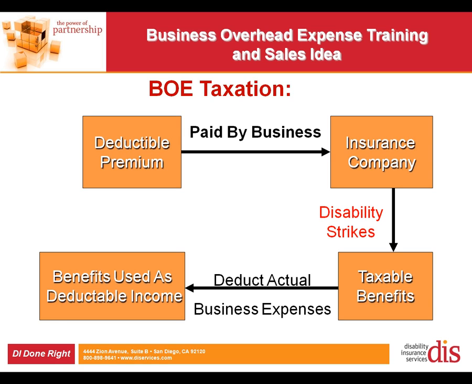So that's very important when you're talking to business owners and you're trying to convince them to buy this policy. They can deduct the premiums, and in the end, the benefits can be used as deductible income. So take a look at this chart and make sure you make that point when you're talking to your business owners.